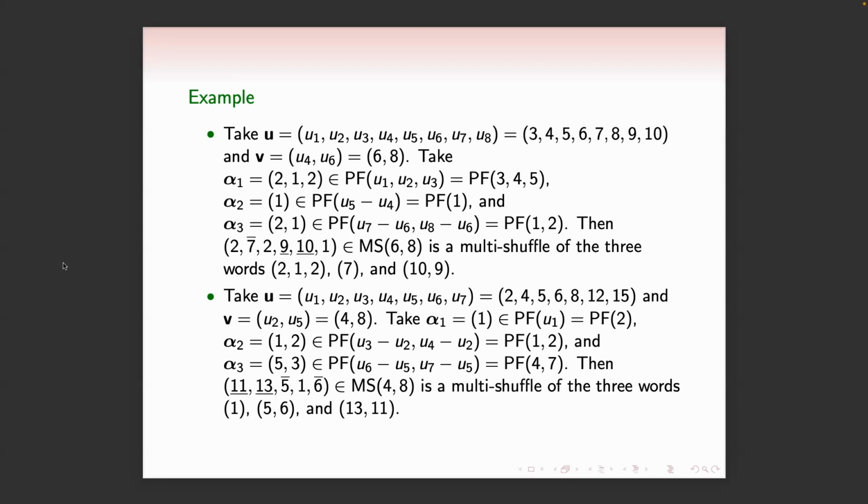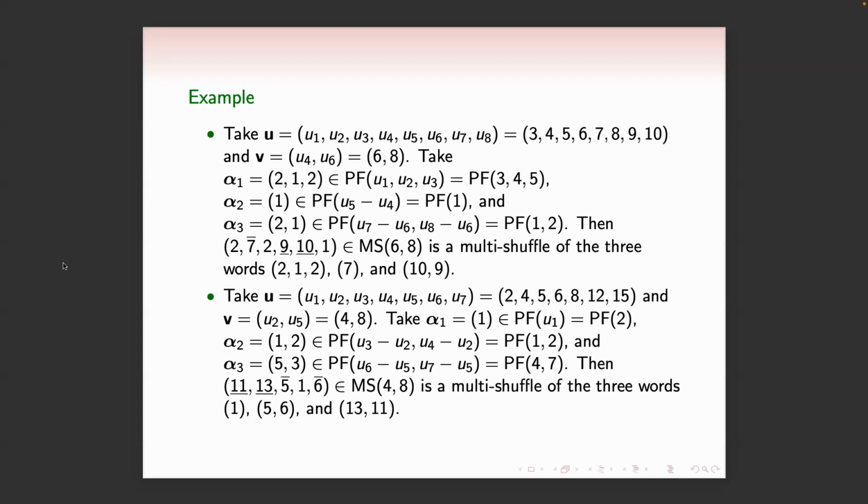And similarly, let's go over the process one more time. So if I have a parking function, or a vector u, which is 2, 4, 5, 6, 8, 12, and 15, and the singularity is that 4 and 8 are the multiplets. Then if we break down the parking function again into 3 segments, one is 2, and then the other is 5, 6, and then the other is 12 and 15.